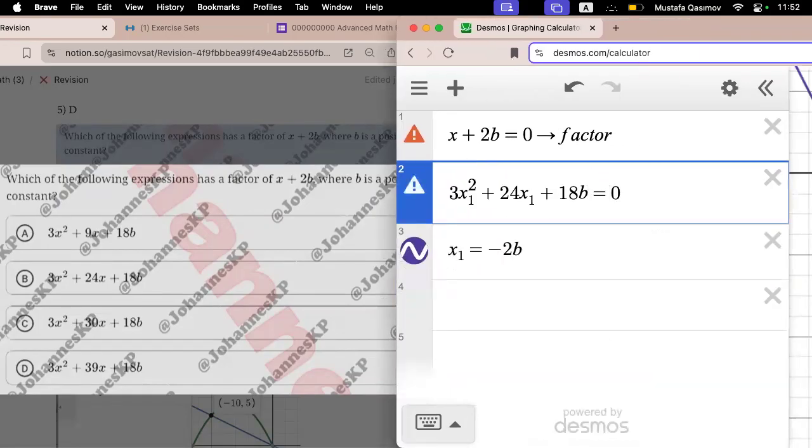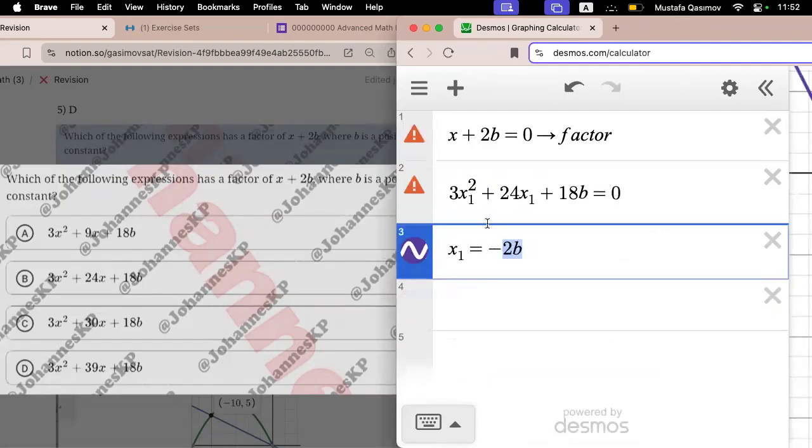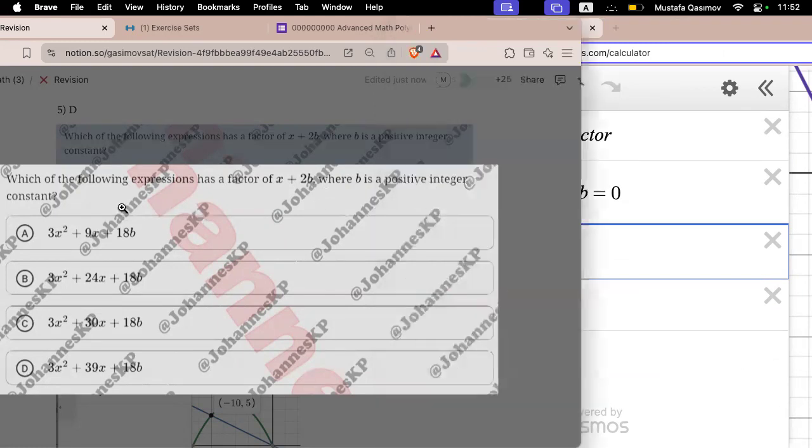Let's think it like that. You have to write negative 2b instead of x1. Then you have to solve it and you will get the value of b. When you solve it, you will get 0, and I think it was negative 2.5, something like that, and it is also not an integer. It asks b is a positive integer.